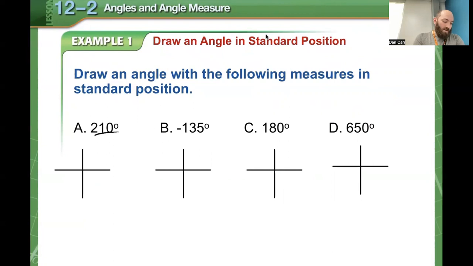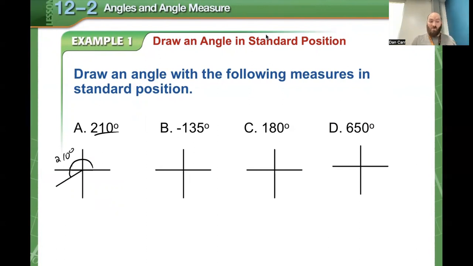So if I want 210, I know I have to go past the 180 degrees. So that's about 180 degrees there, and I'm going to go a little bit further here. So that is about 210 degrees.